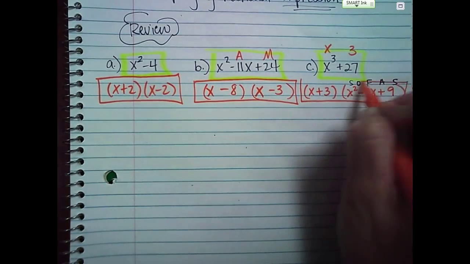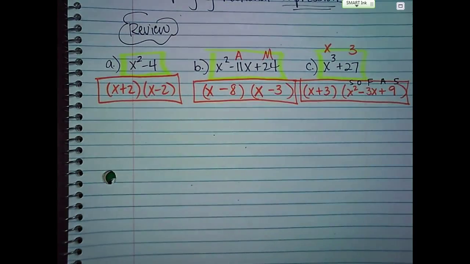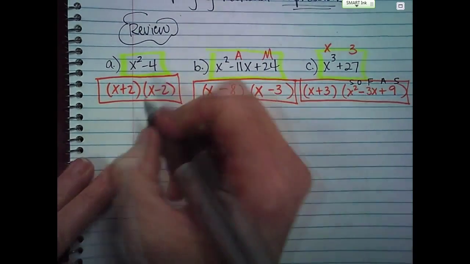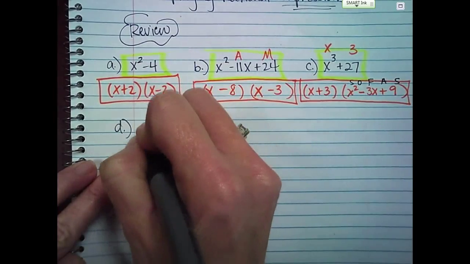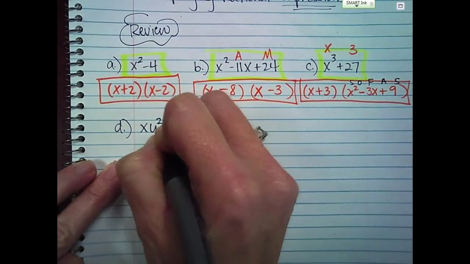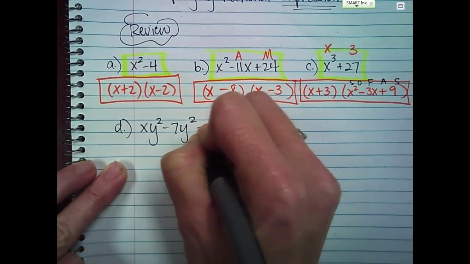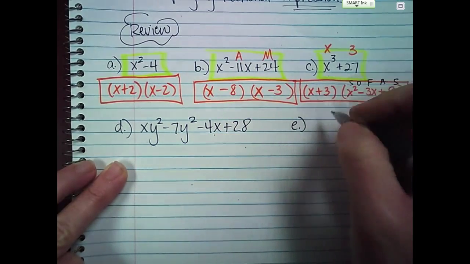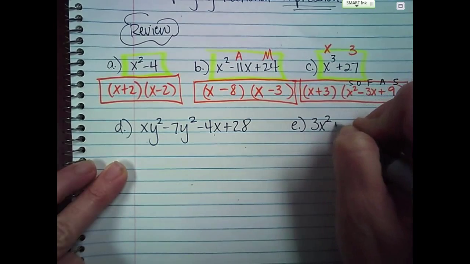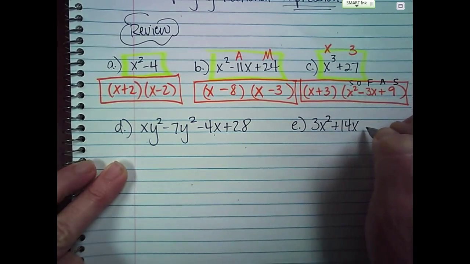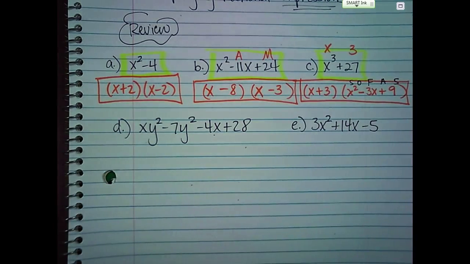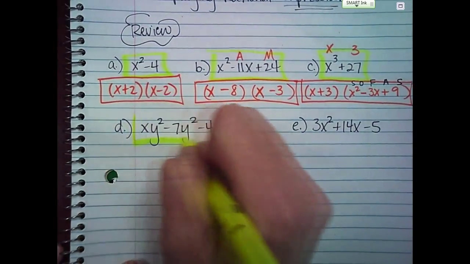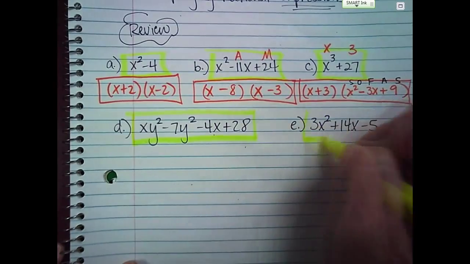Now we have 2 left. Remember, these are just reviewing on factoring. So here's your last 2. D is xy squared minus 7y squared minus 4x plus 28. And E is 3x squared plus 14x minus 5. So we have the factor by grouping, and then we have a factor with the leading coefficient.